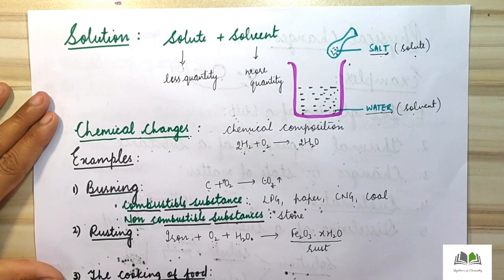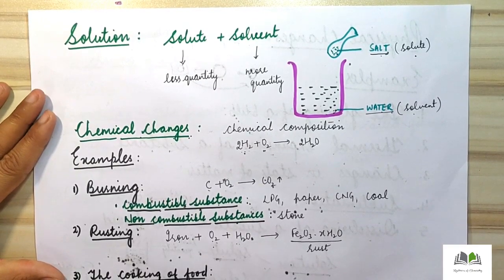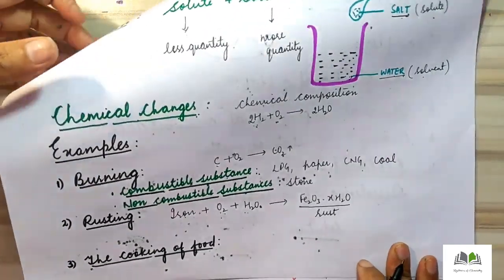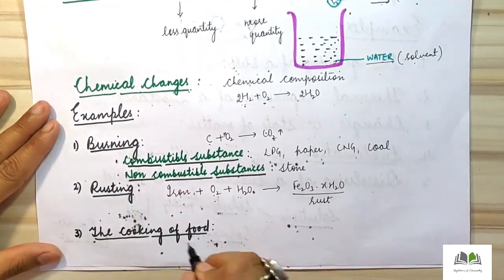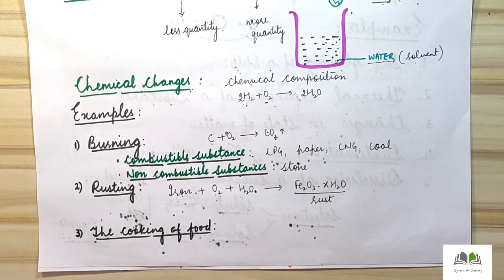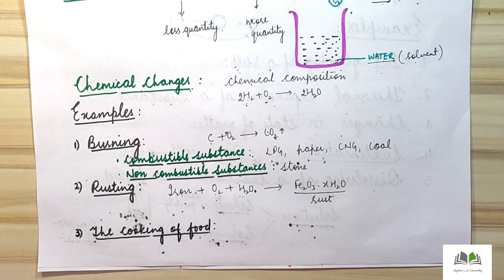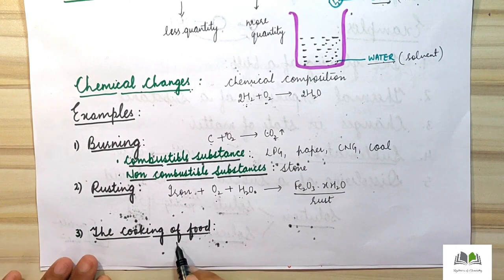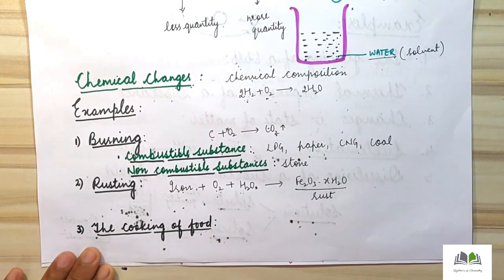Now third, we have the example of cooking of food. This is a very common example. Everybody can see it in a kitchen. Whenever we cook pulses or vegetables, the taste and composition of the vegetables change. Also, we cannot obtain green vegetables back from vegetable curry. So once the food is cooked, it cannot be converted back into raw material. Thus cooking of food is also an example of chemical change.